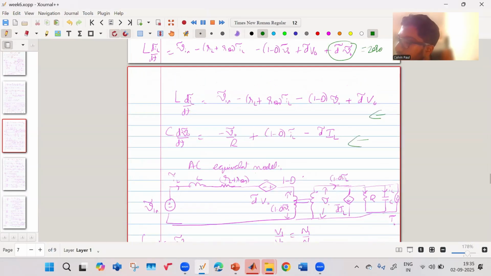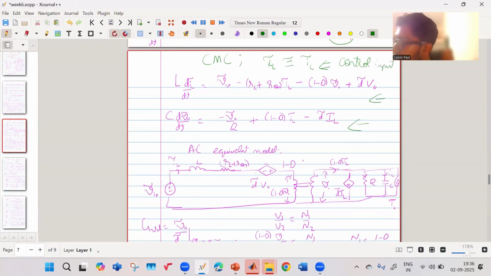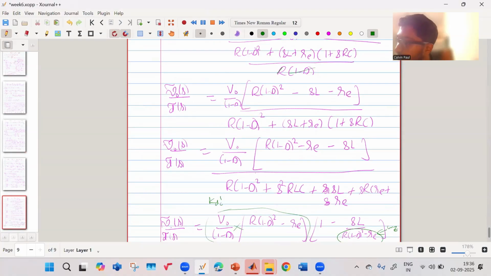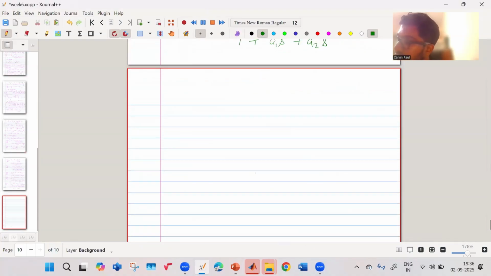When we go for current mode control, what we assume is that this IL perturb term is approximately equal to your IC perturb term. And IC perturb in this case is your control current or your control input. So let me draw the block diagram. It will be better if you understand that way. So now I'm talking about modeling in current mode control.